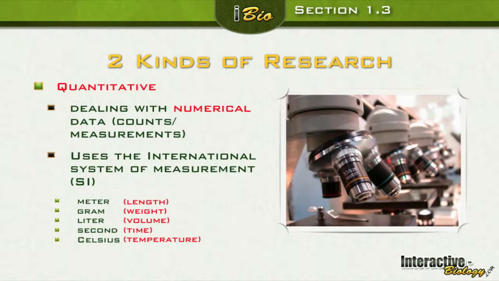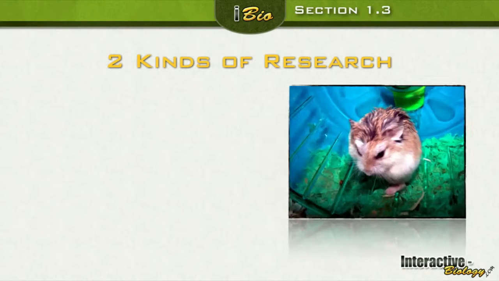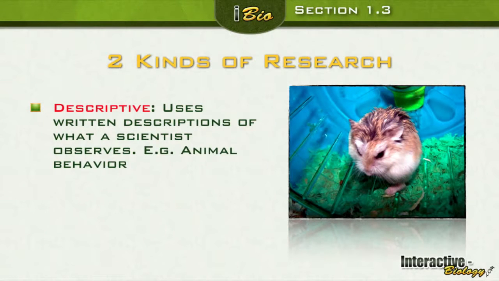So the first kind of research is what kind of research? Quantitative. The second kind of research would be descriptive. What did you say? Qualitative. That is exactly the same thing, so yes, you are right. Descriptive research uses written descriptions of what a scientist observes.